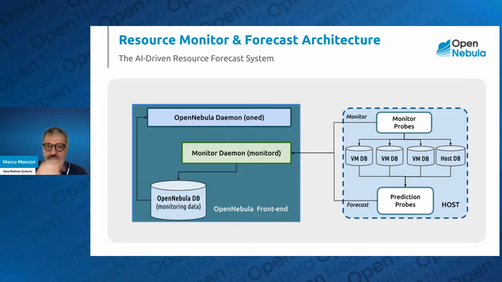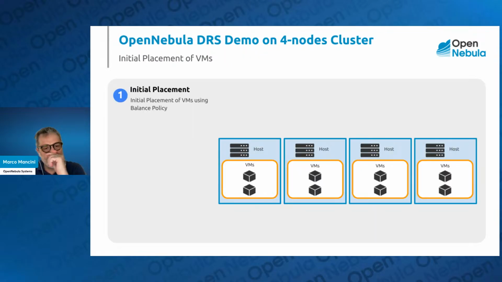Okay, so this is about the forecast system. Now let me give you an overview of what I'm going to present in the demo. We will start from a situation where we have different VMs. They are equal VMs on hosts that are distributed, balanced, let's say. So we have 2 VMs per host.